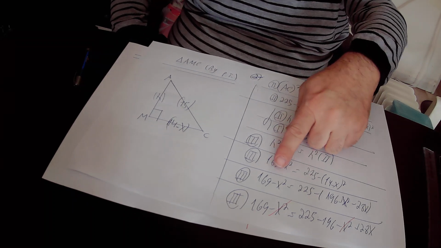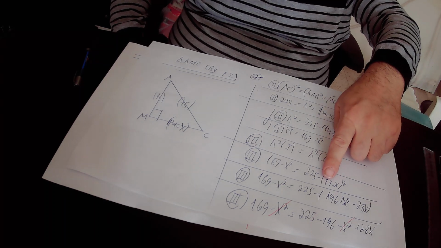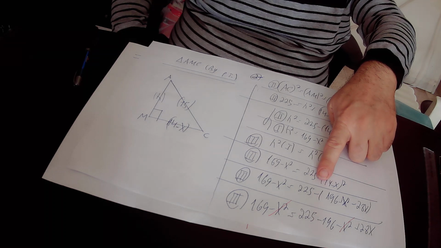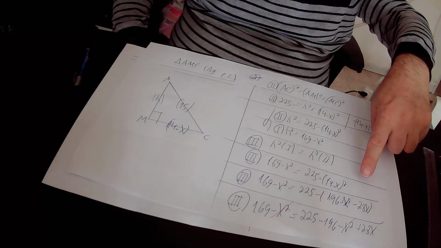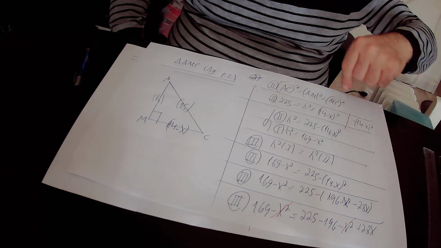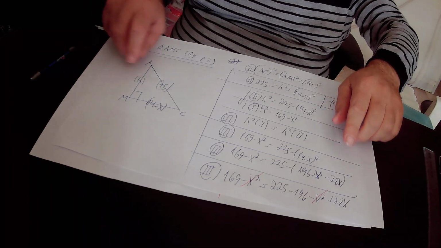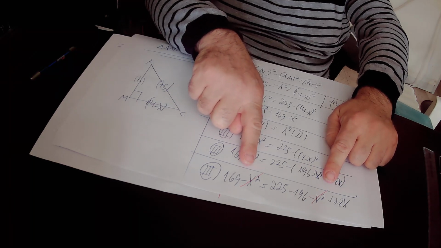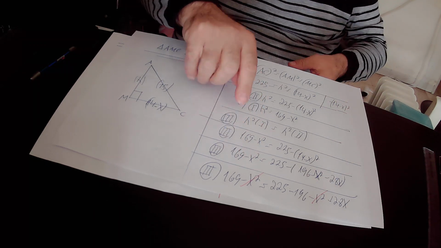So we have here 169 minus x squared equals 225. Here we open the brackets. After we open the brackets, we have minus 196 minus x squared, minus is plus, so it is plus 28x. So here we have minus x squared on both sides of the equation, so minus x squared will get cancelled. After we cancel minus x squared, on this side of the equation we are left with only 169.